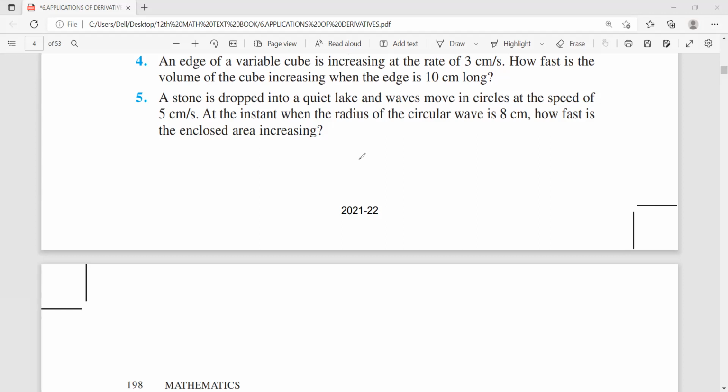Would you represent it as dx by dt is equal to 3? Good. Dx by dt. We take the edge as x. An edge of a variable cube is increasing at the rate of 3 centimeters per second. Variable cube means what is changing.